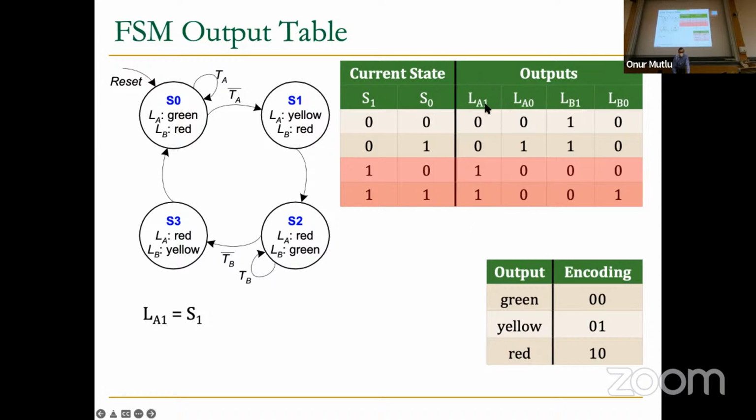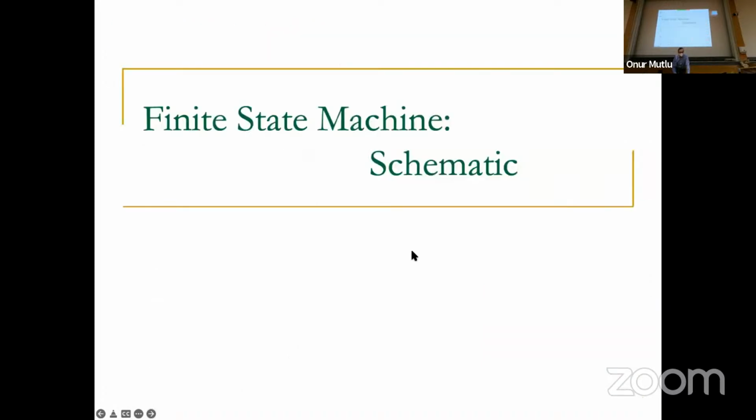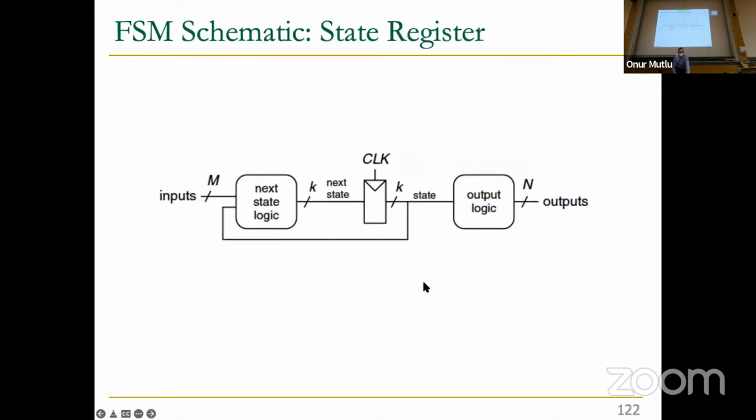Now, basically, you do the same thing that we have seen earlier. You express LA1 as a Boolean expression of current state bits, and LA0, LB1, LB0. And these are the functions, basically. Okay? This is the combinational logic that's needed to generate outputs based on the current state bits. Now our schematic is complete. Basically, we looked at the next state logic. We figured that out. We looked at the output logic. We figured it out. That's it.